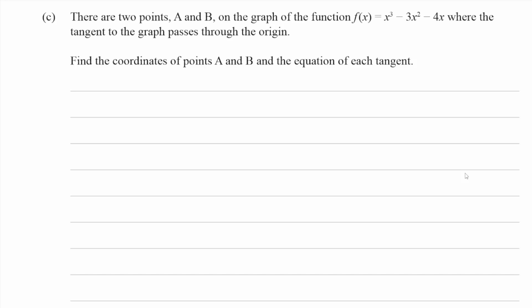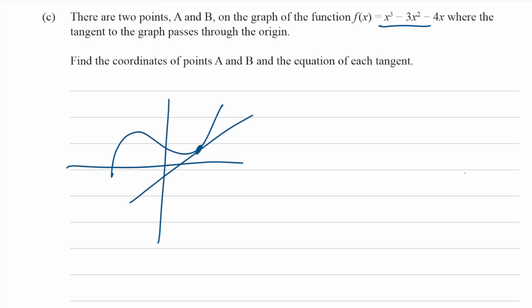So this is a pretty challenging problem if you haven't seen something like it before. So let's step through it together. So we have a function, a cubic function, and there are 2 points on that where if you draw a tangent line, like so, it passes through the origin. So we have two tangent lines on our graph such that their y-intercept is 0. We need to find the points where those are tangent to.